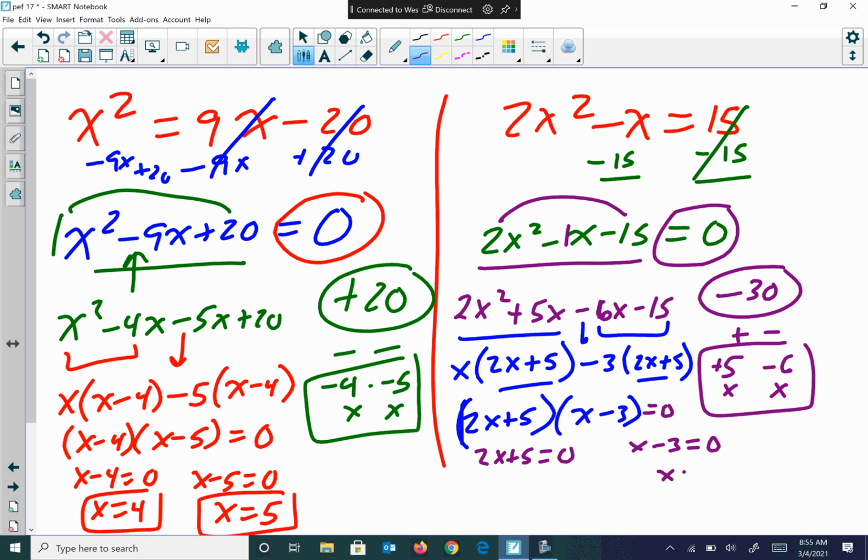So that's going to give me, I'm going to add 3 to both sides, so that's the simpler one. This one has a little bit more work, so I'm going to subtract 5, subtract 5. So I get 2x equals negative 5. Divide by 2, divide by 2. So I get negative 5 over 2. 100% legitimate answer. I like it.